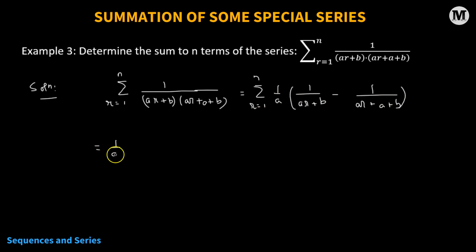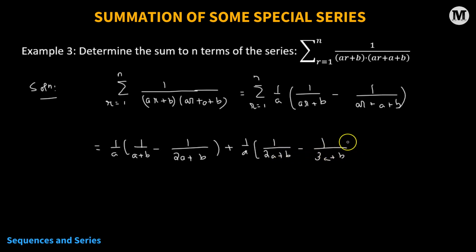Fine. So now that we have simplified the summation, what we'll do, we'll try to expand it. So the first term is going to be 1 over a multiplied to 1 over, so we have to replace r with 1. So that gives us 1 over a plus b minus 1 over, we'll get 2a plus b. Fine. Next, we have 1 over a multiplied to, this is going to give us the second term replacing r with 2. We have 1 over 2a plus b minus 1 over 3a plus b. So this is going to continue, and then we have the nth term. We have 1 over a multiplied to 1 over an plus b minus 1 over an plus a plus b.